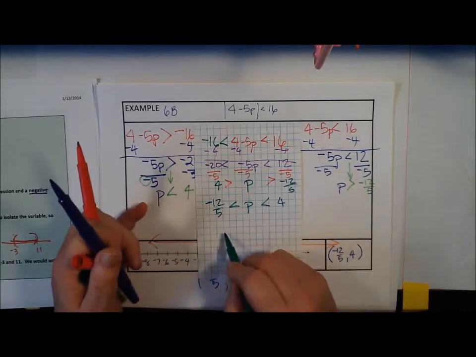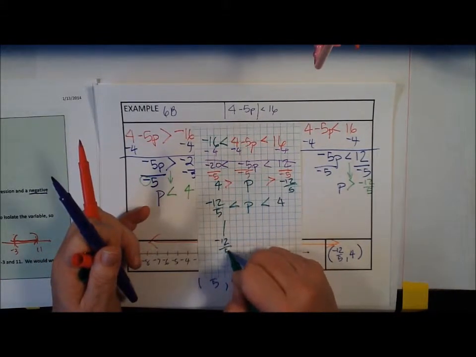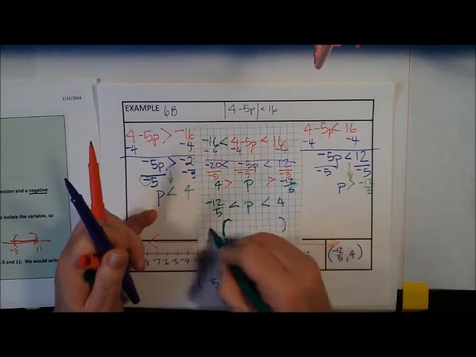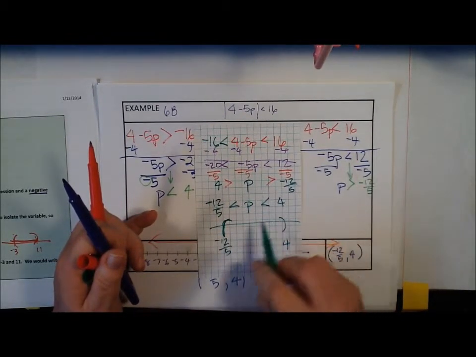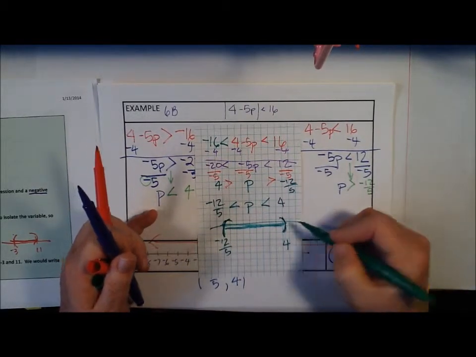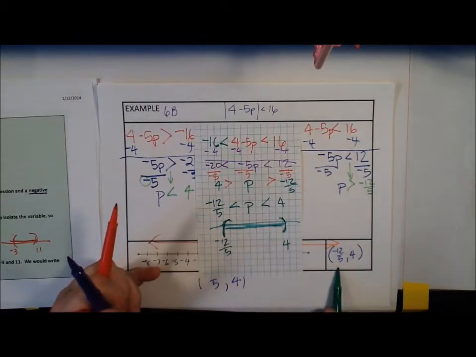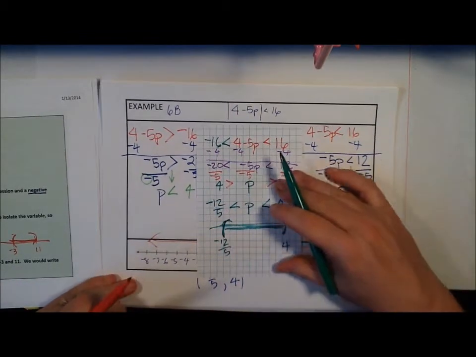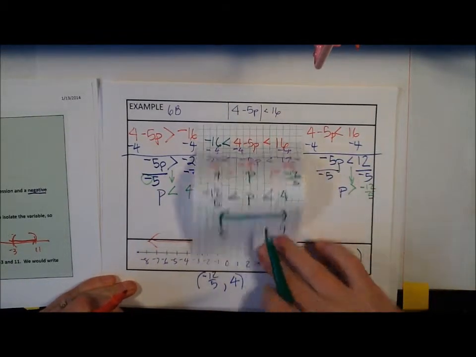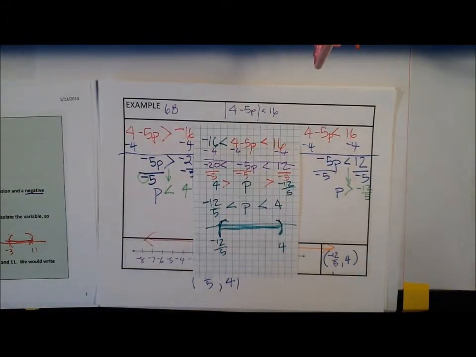And again, I have my sandwich. So here's negative 12/5, and here's 4, and what I have in between is the sandwich. So less than is the sandwich. And again, I would write that the exact same way I wrote it before. Everything ended up exactly the same. It was just a slightly different way of getting there.